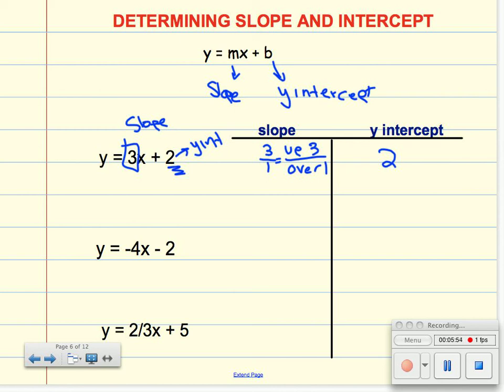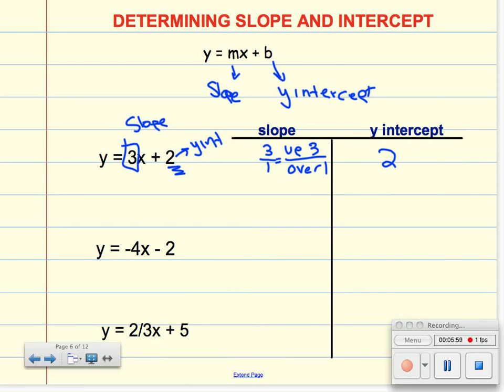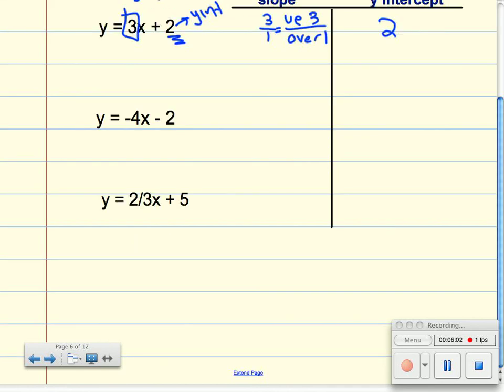And what is the y-intercept of this line? 5. My y-intercept is 5. Again, whatever's in front of x is our slope, and this represents the y-intercept.